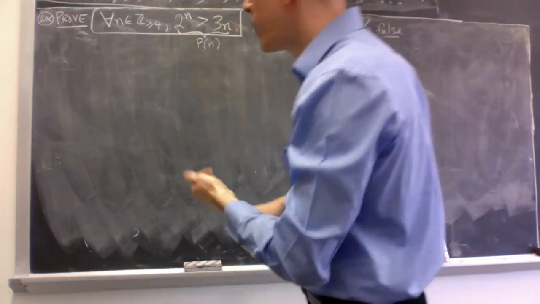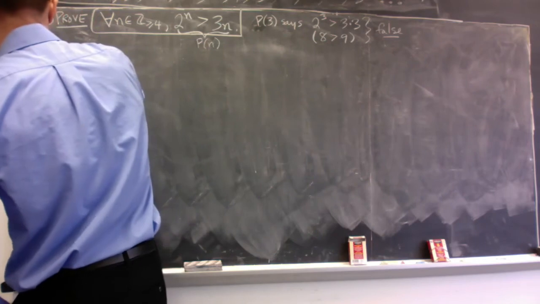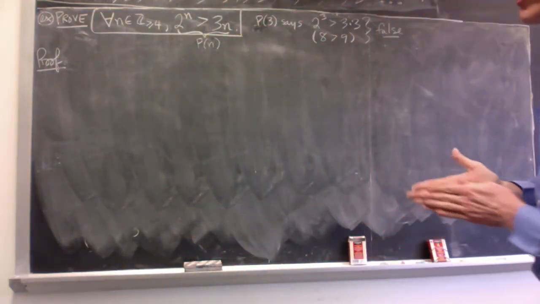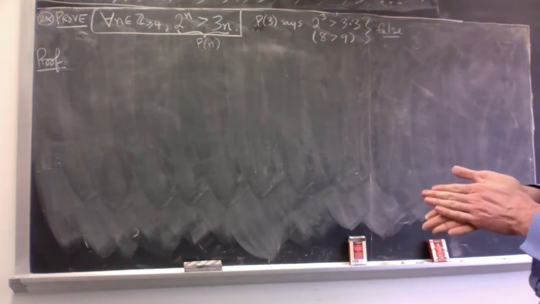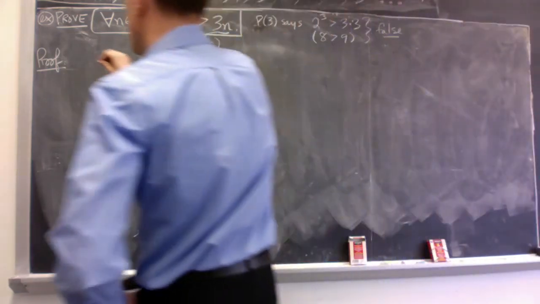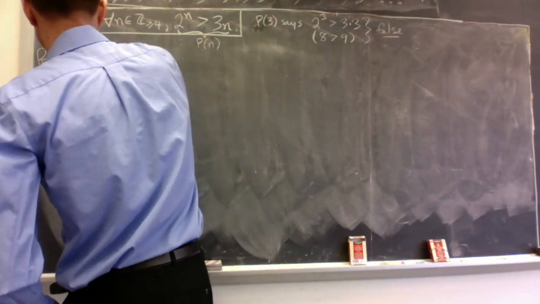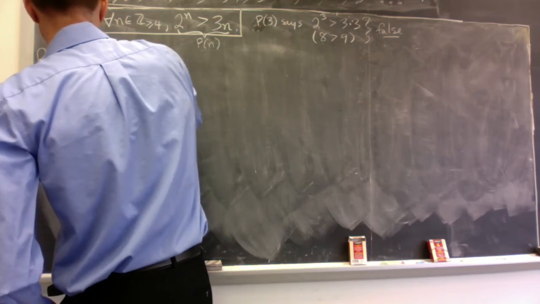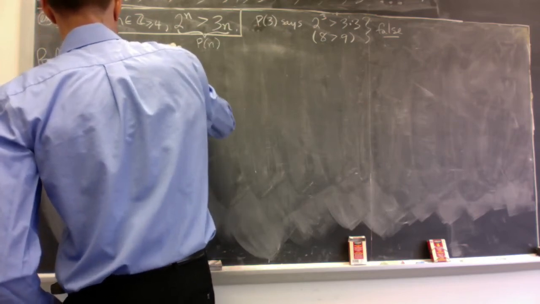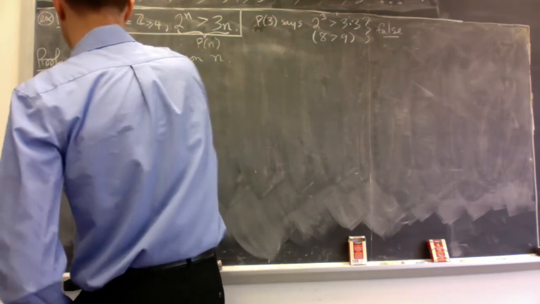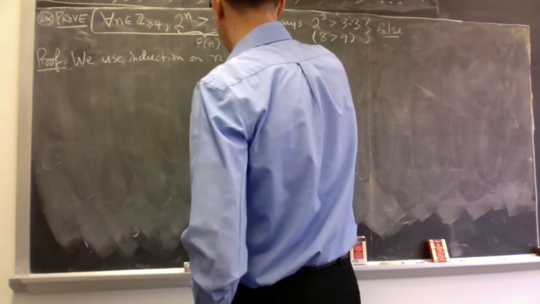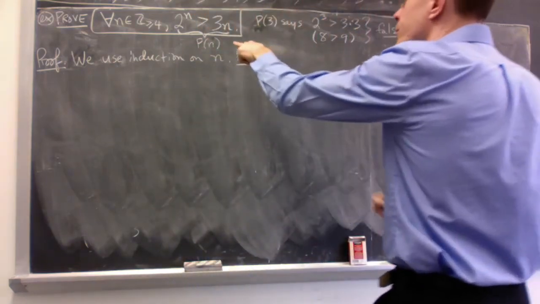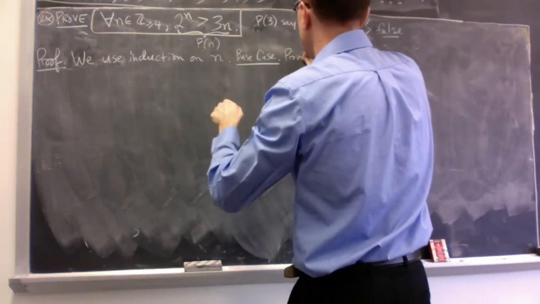Okay, so you can't always start at 1. It might not be true. But the hope is that from 4 onward, it will be true. Let's try to prove it. So base case, we use induction on n. We should say that, then maybe people would figure it out. We can start going into the base case, but you should always label stuff. Okay, base case, prove P of 4.